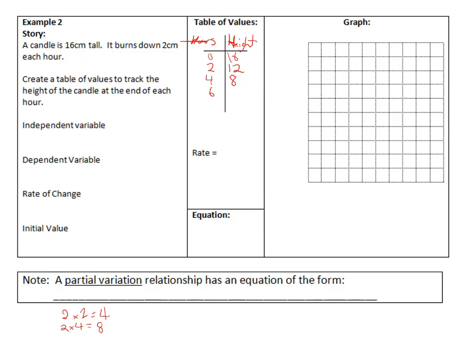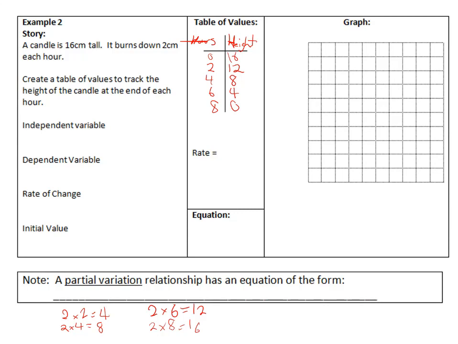What about at 6 hours? Well, how much of the candle is going to melt? 2 times 6, which is 12. 16 subtract 12. That should give us 4. Then at 8 hours, finally, well, 2 times 8 at the bottom there, 16. 16 minus 16 is 0.